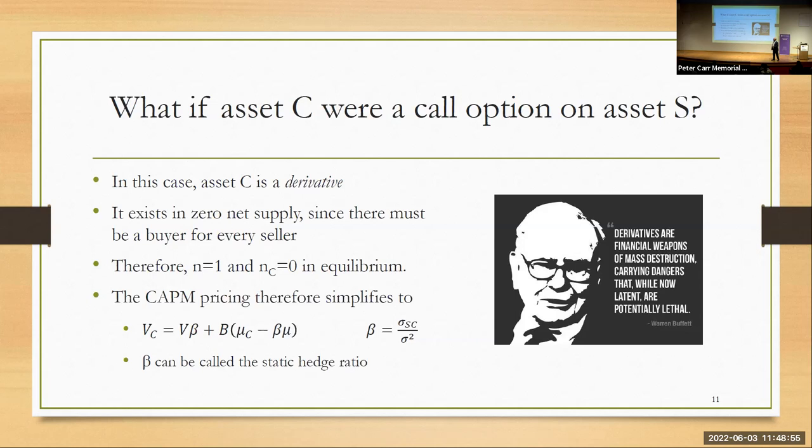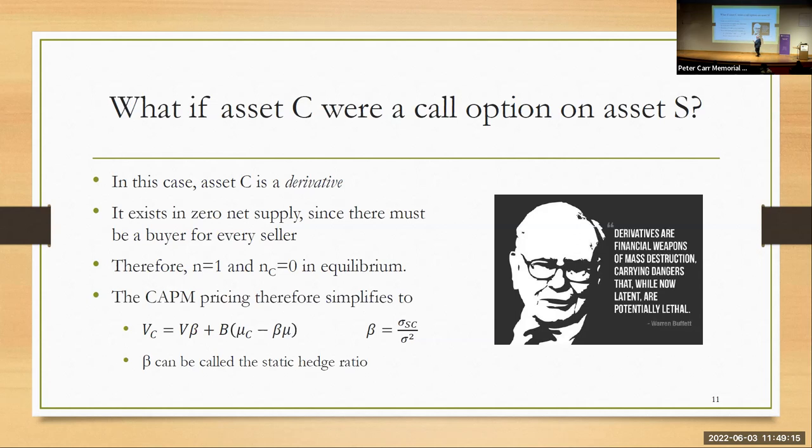So what if C were an option, a call option on asset S? Then C becomes, in our language, a derivative. But the derivative exists in 0 net supply. It's not like 1 unit like the other assets. It's going to be 0 units in net. So all options have to have a buyer and a seller. So N is equal to 1, NC is equal to 0 in equilibrium.